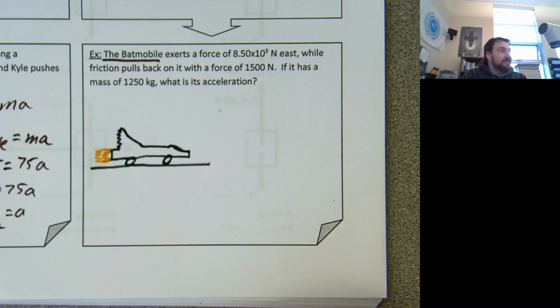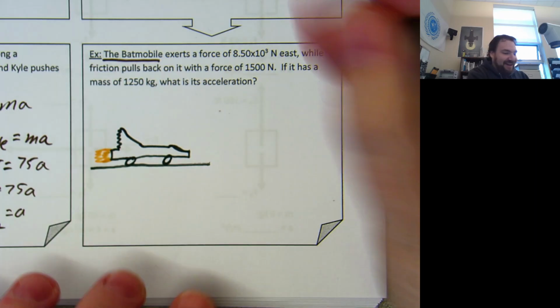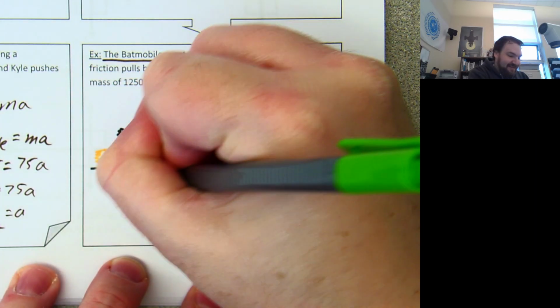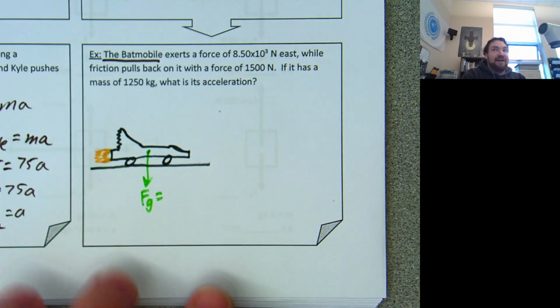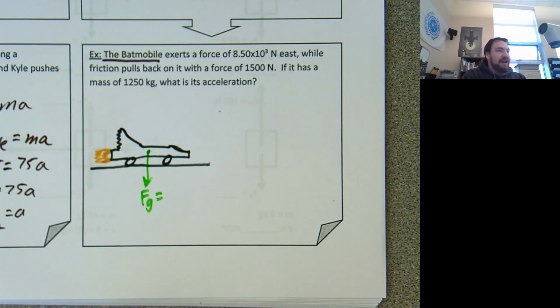So, now we bring everything into consideration. Let's draw the free body diagram. What are the forces acting on the Batmobile? Gravity. The quicker someone says gravity, the quicker they don't have to give me any other answers, and gravity's always there. To find the force of gravity on the Batmobile, we take its mass and we multiply it by 9.8. What's the force of gravity on the Batmobile? Someone give me the value.